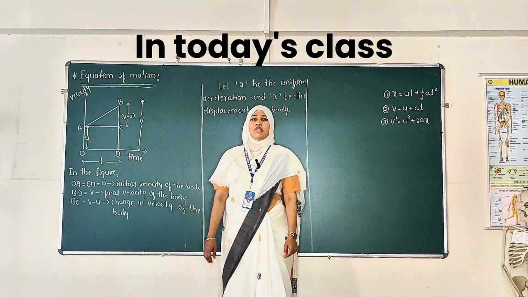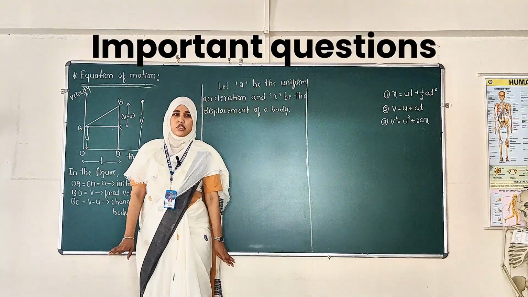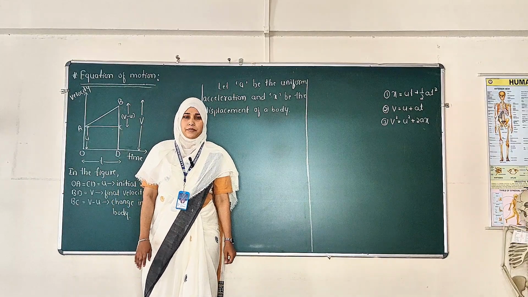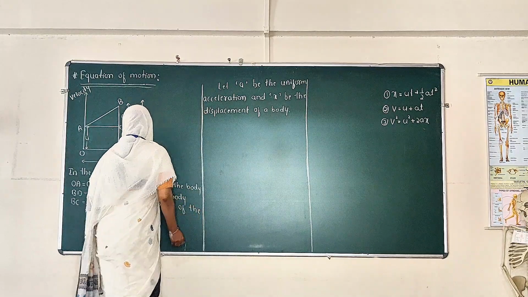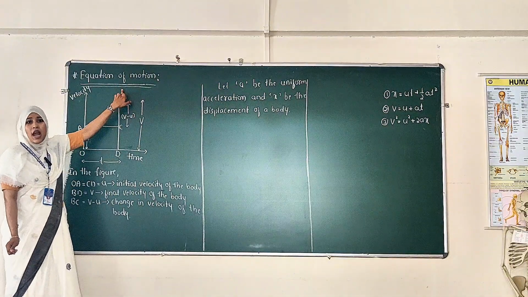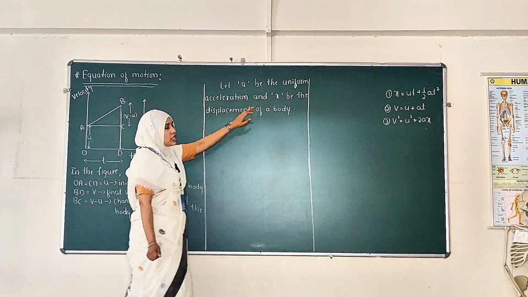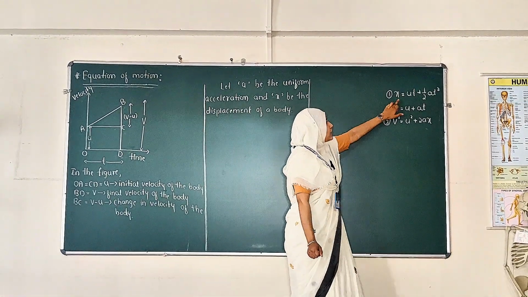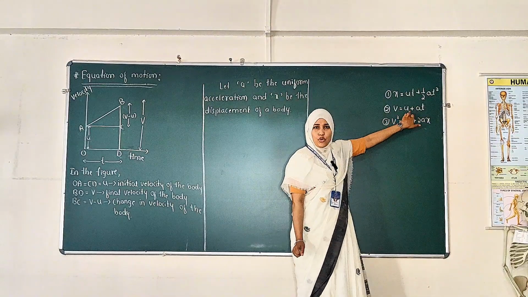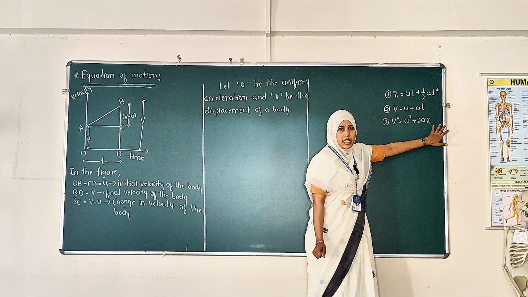Dear student, in today's class, we are discussing 5 marks very important questions which appeared in the annual examination for the first year. Here I would like to derive some equations of motion. These equations of motion you already know. The equations of motion are x is equal to ut plus half at square, v is equal to u plus at, v square is equal to u square plus 2ax.